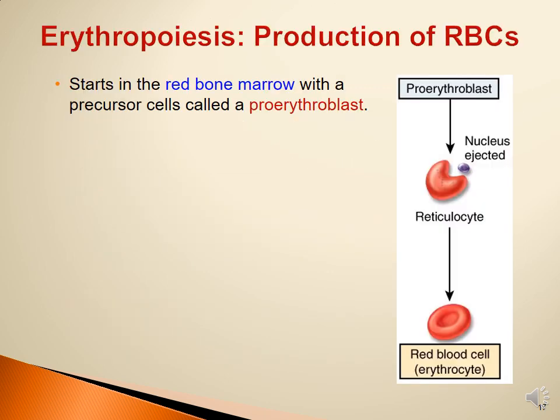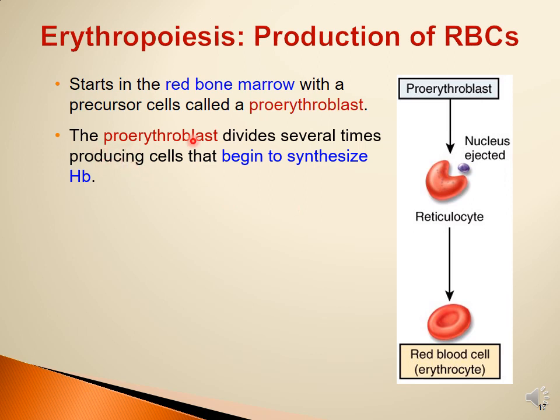Now let's talk about the process of red blood cell production that happens in the red bone marrow, and the process is called erythropoiesis. It starts in the red bone marrow with a precursor cell called pro-erythroblast. So this is the precursor cell. The pro-erythroblast will undergo several steps of division and maturation, and finally at one stage the nucleus will be ejected and we will have a new cell that is called reticulocyte.